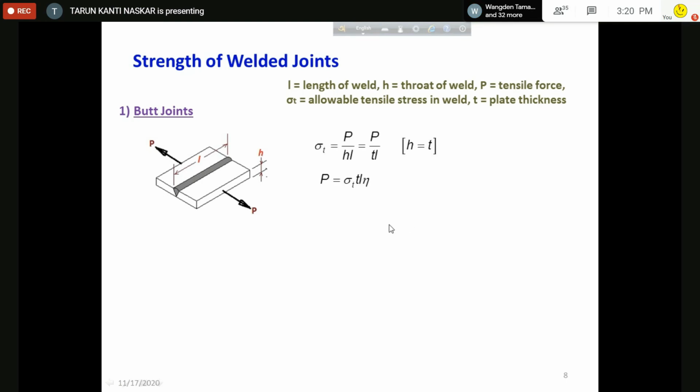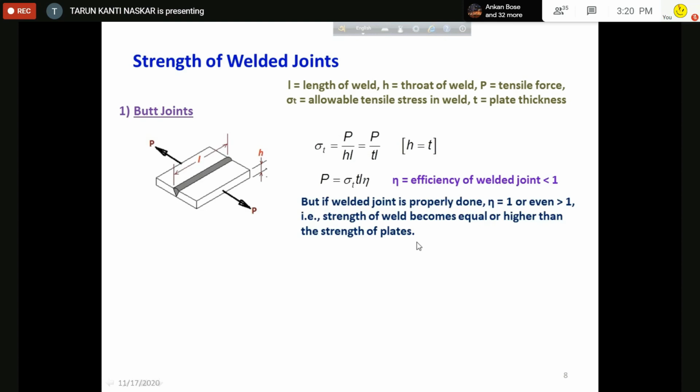So for this, the equation will be: sigma T will be equal to P divided by H multiplied by L. So this is the strength, that is P by TL when H is equal to T. So P is this thing. Now this is efficiency, less than 1, but it may be almost equal to 1. But if the welded joint is properly done, you can assume this even greater than 1.